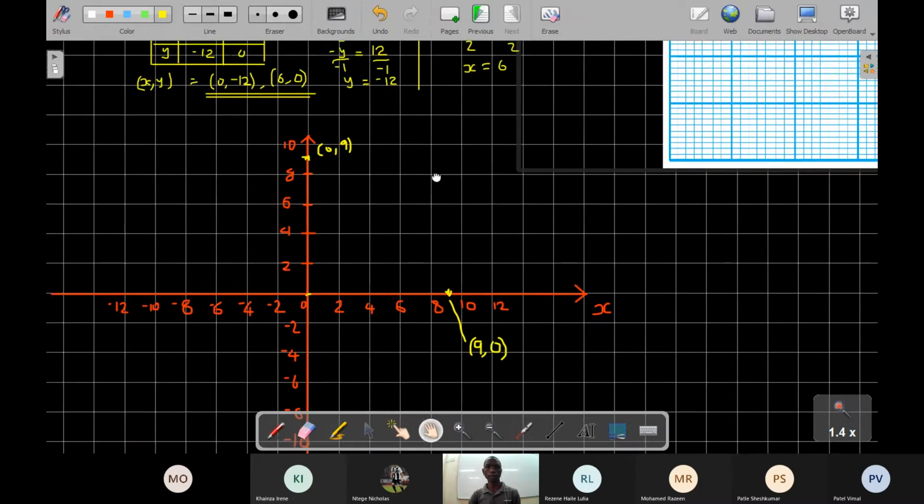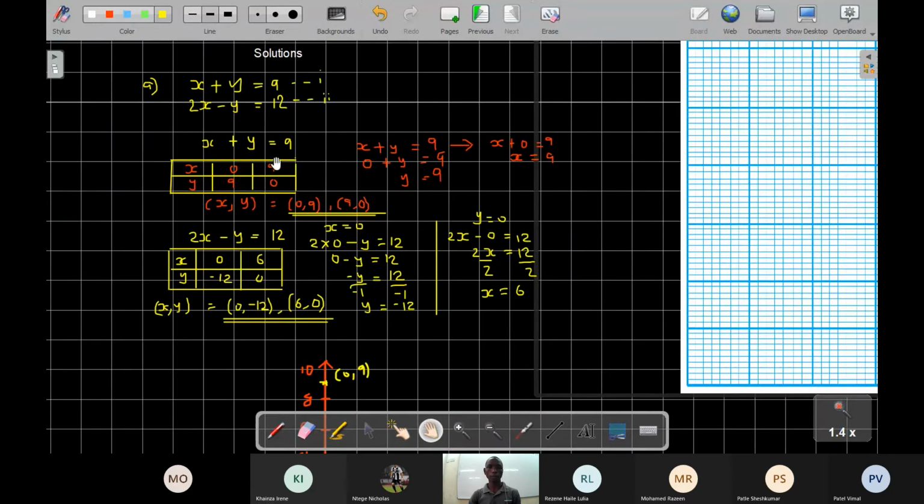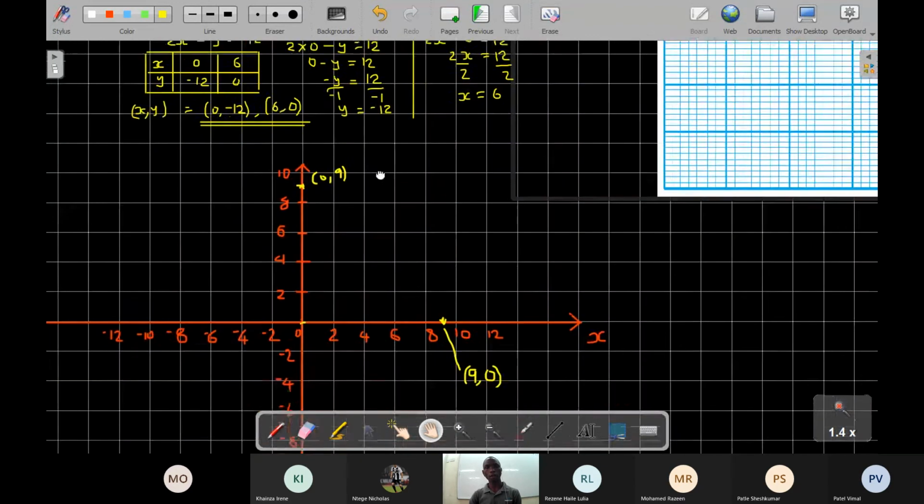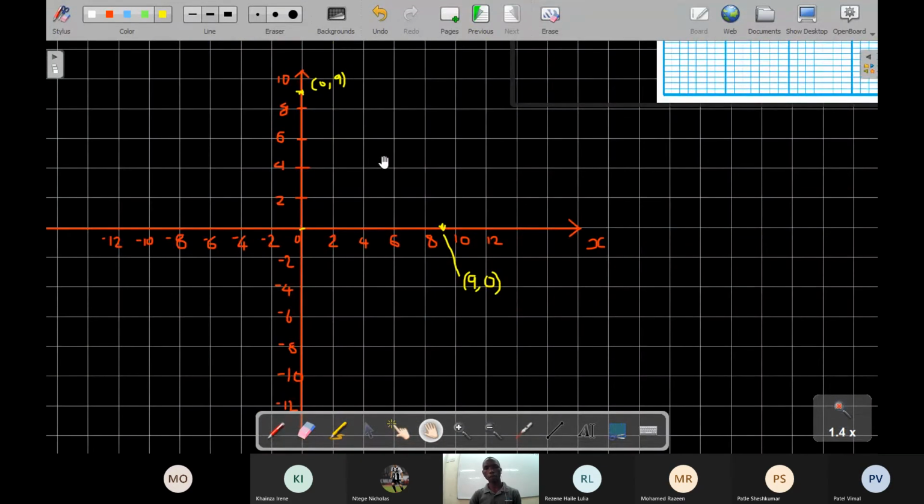So you can see the first equation, which was x plus y is equal to 9. The coordinates were 0, 9 and 9, 0. So on your graph, this is how you should plot it. Now after that, I'm going to draw a line passing through these two points which I've plotted. Remember it has to be a straight line. So you use a ruler like this.